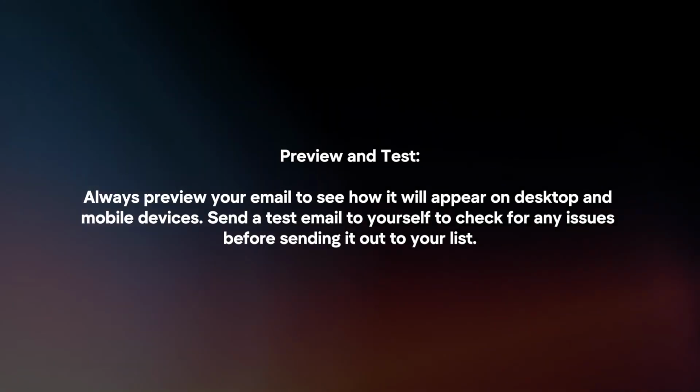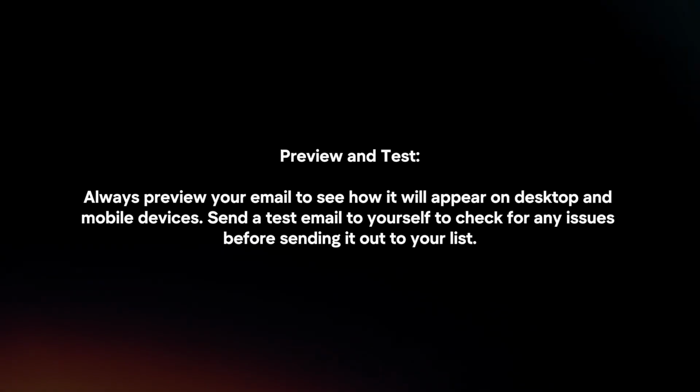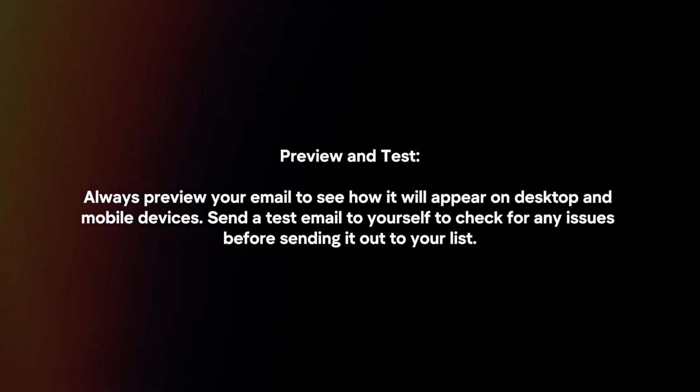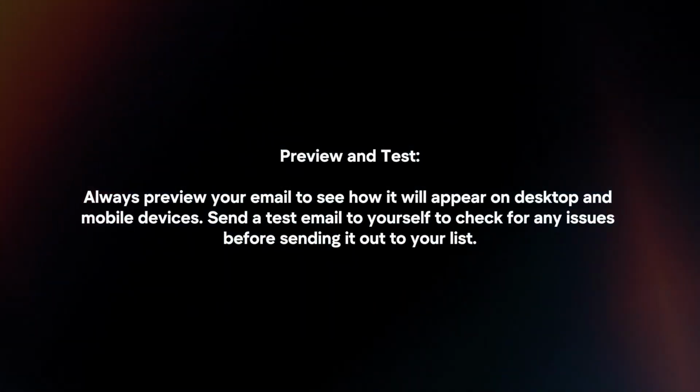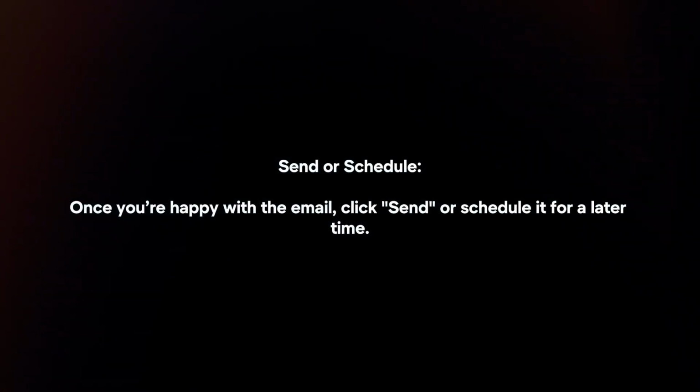Preview and test. Always preview your email to see how it will appear on desktop and mobile devices. Send a test email to yourself to check for any issues before sending it out to your list. Send or schedule. Once you're happy with the email, click send or schedule it for a later time.